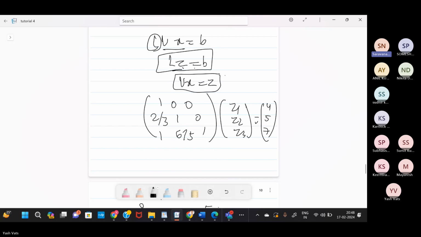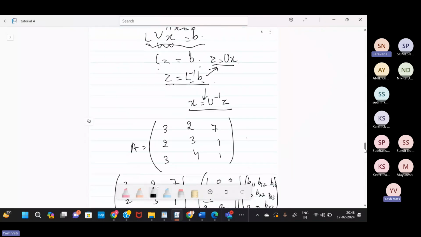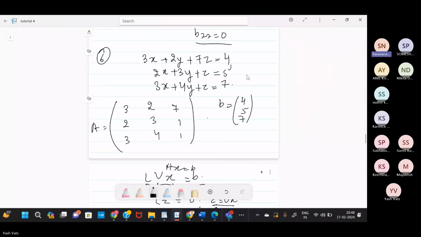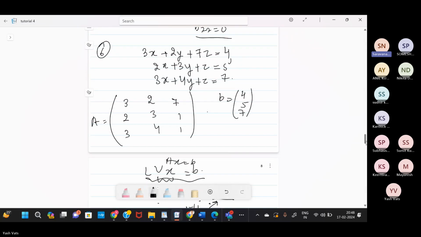So the lower triangular matrix into Z1 gives 4, 5, 7. Where does 4, 5, 7 come from, sir? This is B, right? Going to B. Okay, in this way. Okay, the other one, right.